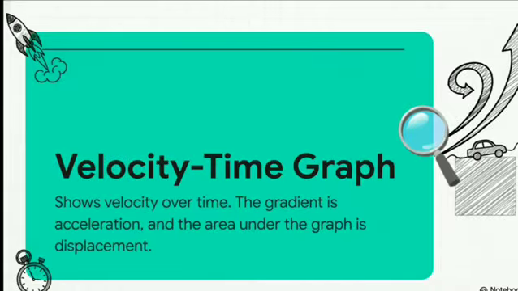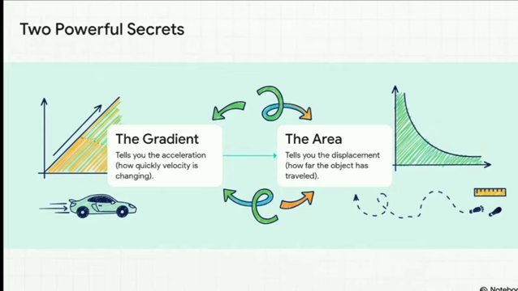First, its gradient doesn't tell you velocity anymore. Now it tells you acceleration, which is the rate that your velocity is changing. And second, the area underneath the line tells you the total distance traveled. Let's just lock that in for a second.